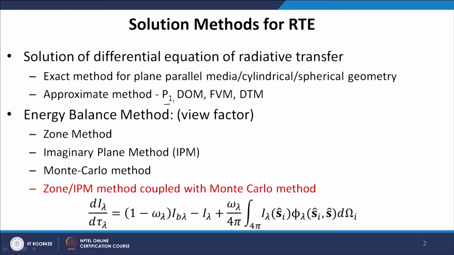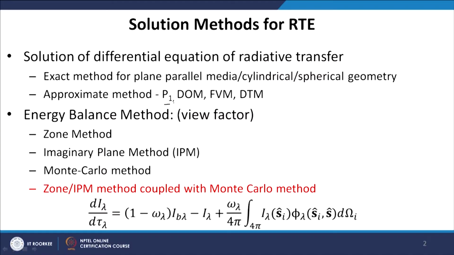So, there are a large number of methods that have been developed to solve the radiative transfer equation. We have exact methods for very simplified geometry, for example a plane parallel slab, which is a one dimensional problem, and similarly in cylindrical and spherical coordinates. One such problem we solved in the previous lecture to find the intensity of radiation coming out of an isothermal sphere. In this lecture we will discuss the exact solution in a plane parallel medium.